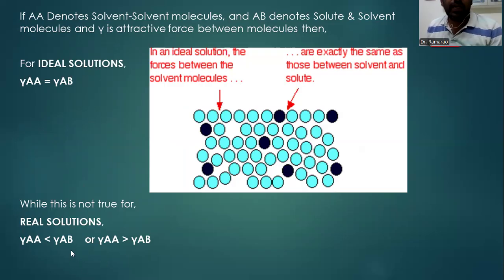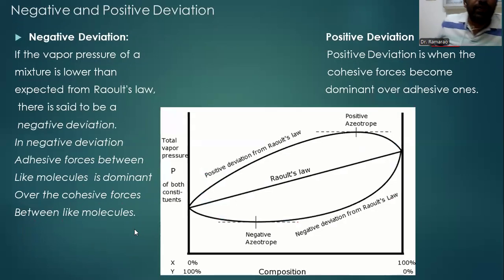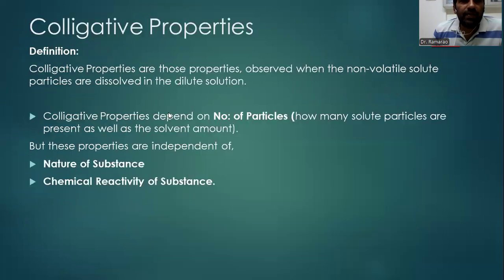This one, H greater than or less than zero, means positive or negative deviations. Negative and positive deviations. In positive deviation, the cohesive forces become dominant over adhesive ones. In negative deviation, the vapor pressure of the mixture is lower than expected from Raoult's law. Then it is said to be negative deviation. In negative deviation, adhesive forces between unlike molecules are dominant over the cohesive forces between like molecules. If the vapor pressure of the mixture is higher than Raoult's law predicts, then it is called positive deviation.